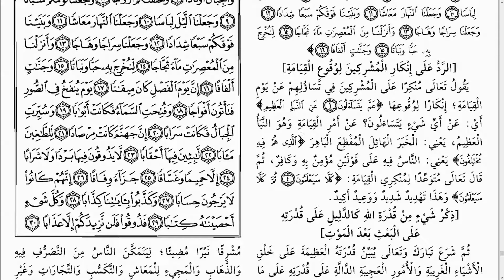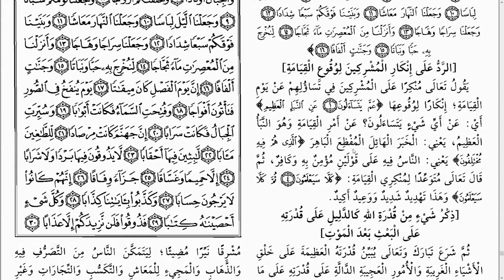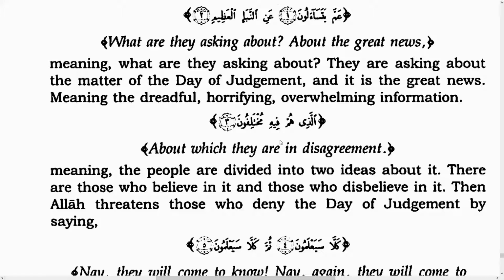An Naba' al-Azim. Yani al-khabar al-hail al-mufdi al-bahir. Right? Hail, again, here. He translated Ha'il as dreadful, mufdi' is horrifying, al-bahir is the overwhelming, alladhi hum fihi mukhtalifun, right? And they are not in agreement about it. The people are divided into alladhi hum fihi mukhtalifun, right?